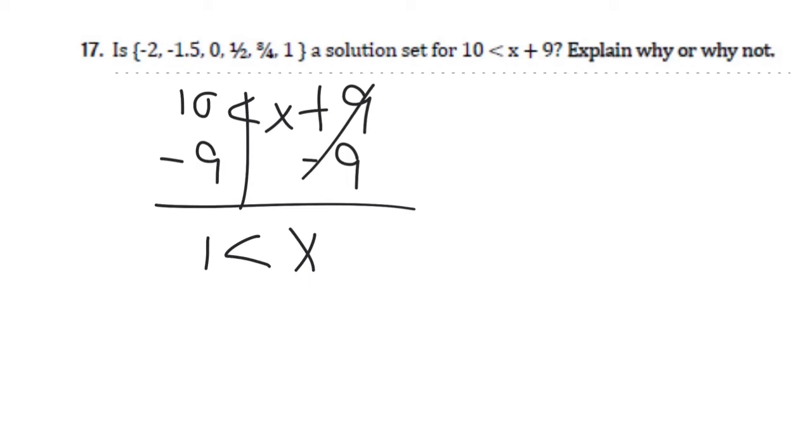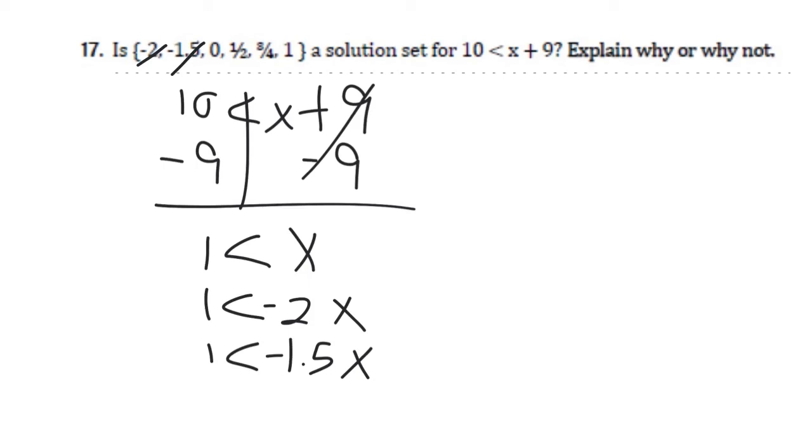Okay, so then I need to look at all of these over here. Is 1 less than negative 2? So I'm taking these numbers, placing them in for x. No. So another way you could think about is actually writing it. Is that true? No. Is that true? No. And you could do that for all of them. Not true. Not true. Is 1 less than 0? No. Is 1 less than a half? No. Is 1 less than 3/4? No. Is 1 less than 1? No. So this would not be a solution set.